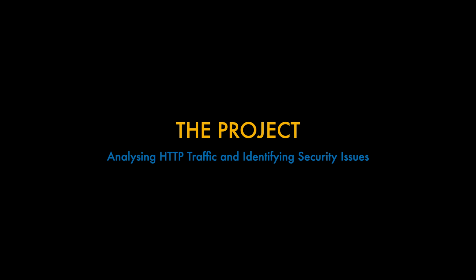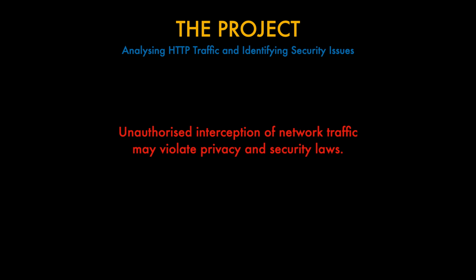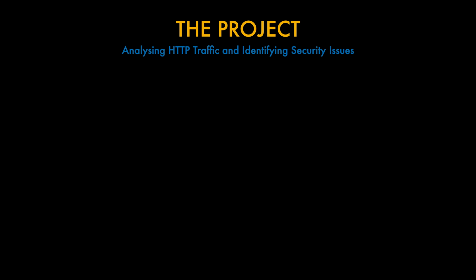So the project itself will be analyzing HTTP traffic and identifying security issues. So what does that mean? Well, we'll be capturing and analyzing HTTP traffic to identify potential security issues with things like unencrypted credentials, suspicious URLs, or unauthorized access attempts. But before we jump into that, just remember that unauthorized interception of network traffic may violate privacy and security laws. So make sure you know exactly what you're doing and it obeys all the laws. Right, now that we have that out of the way, let's dive into this project.